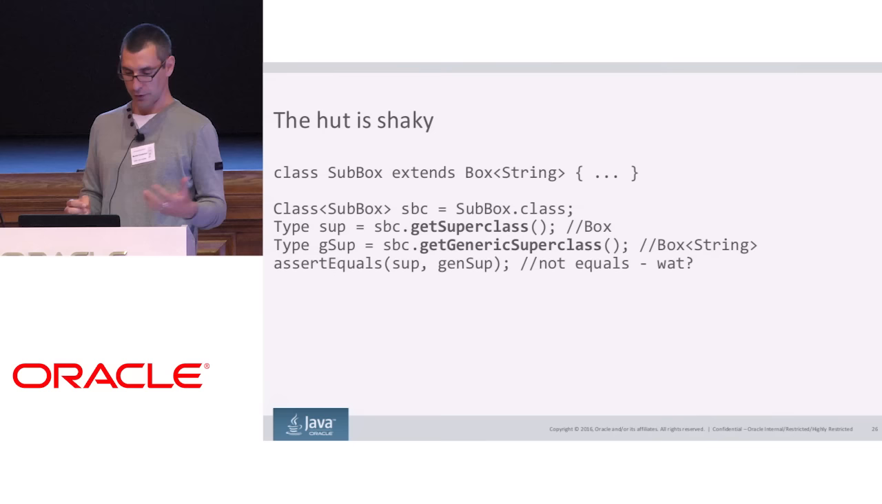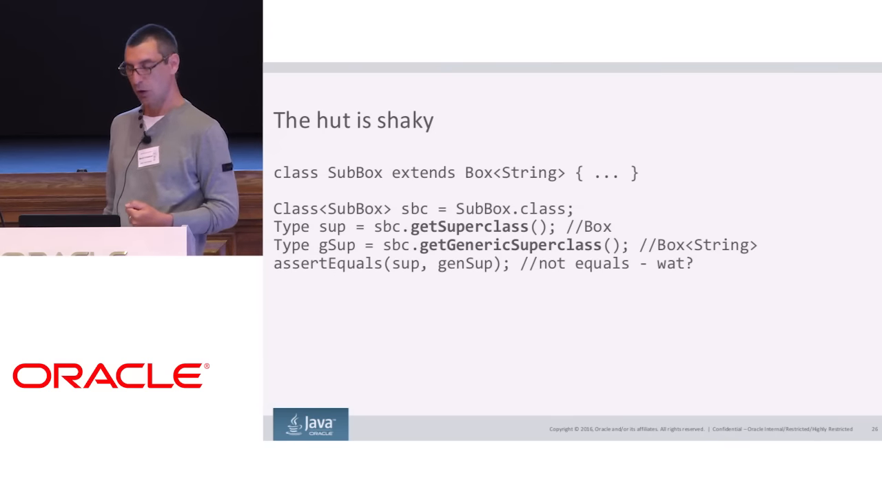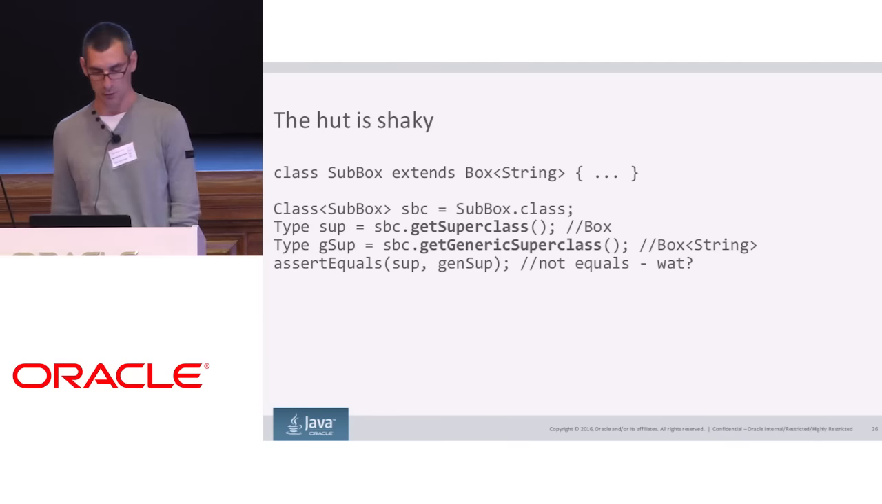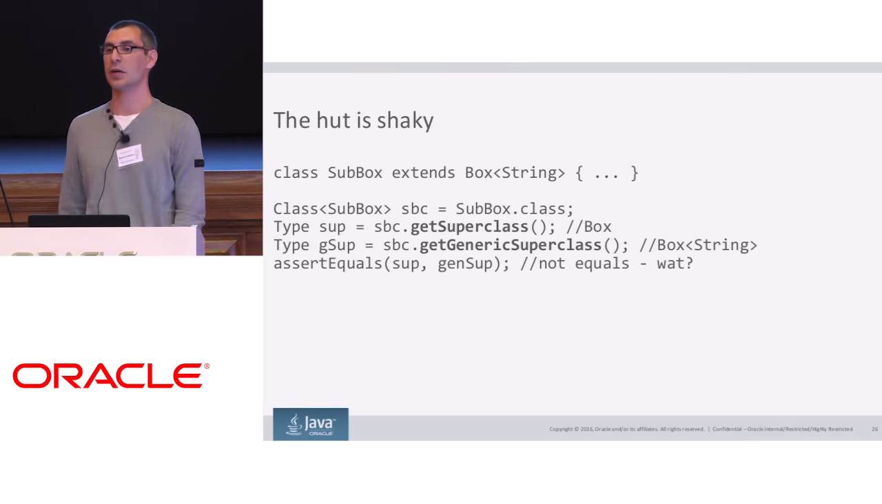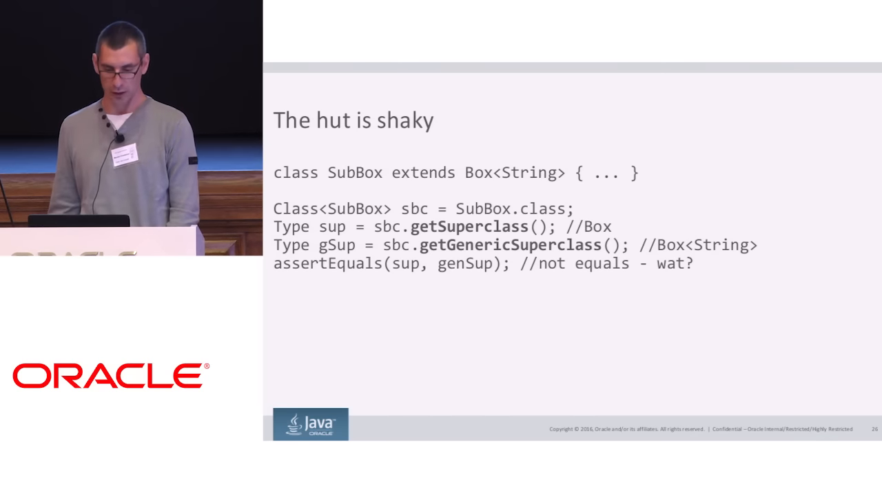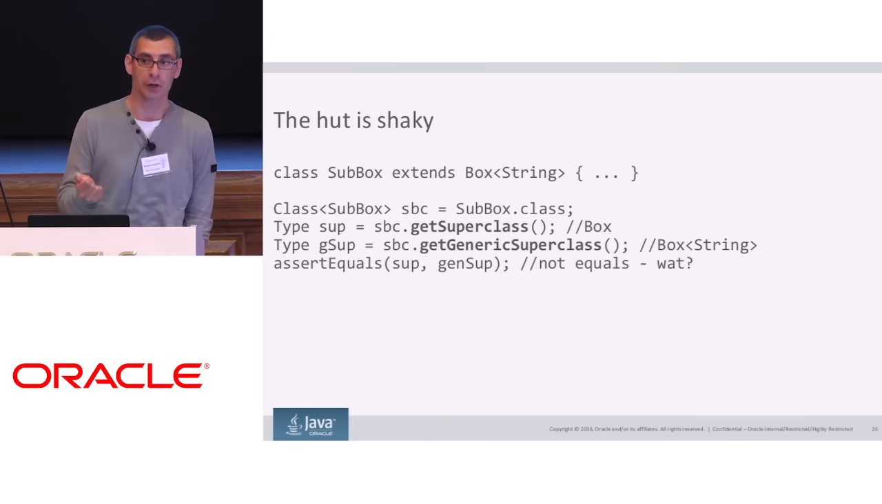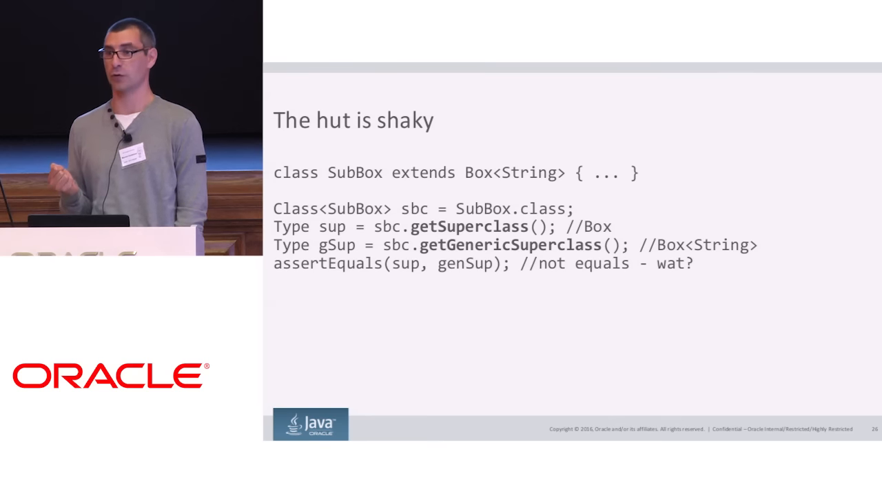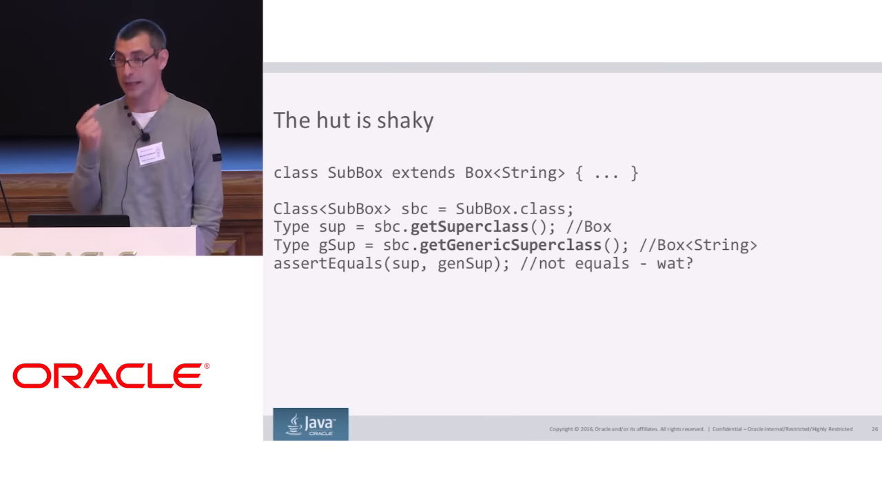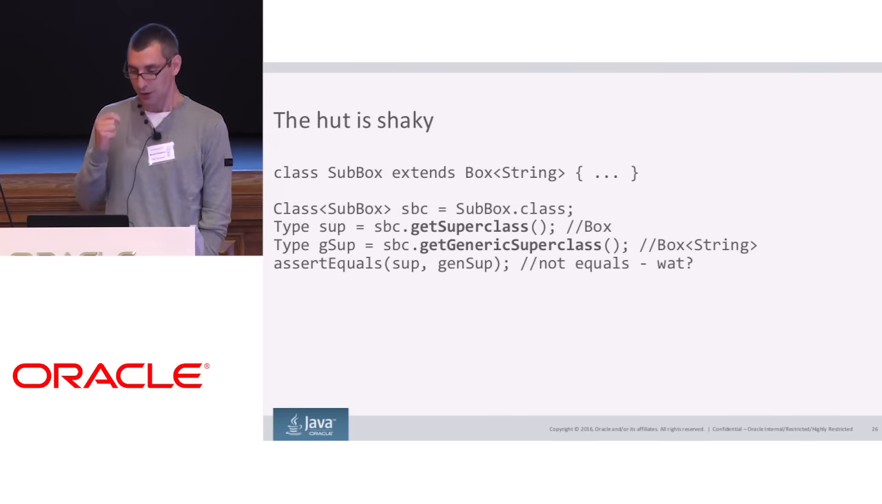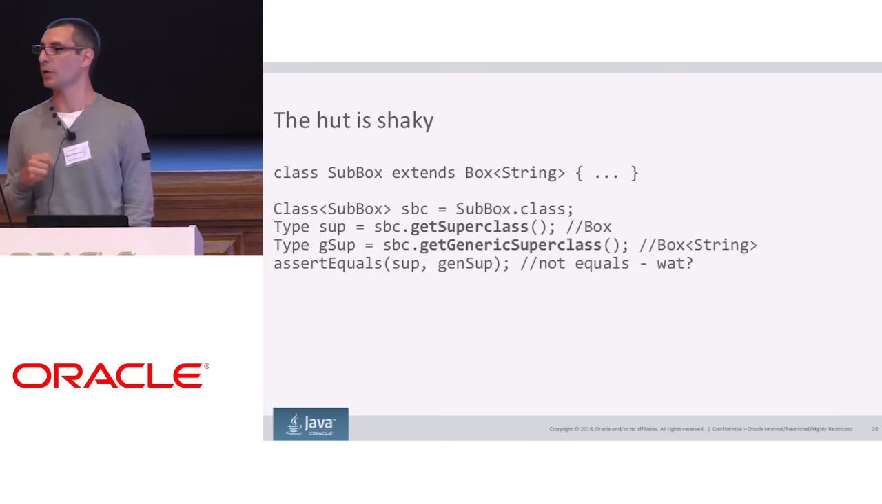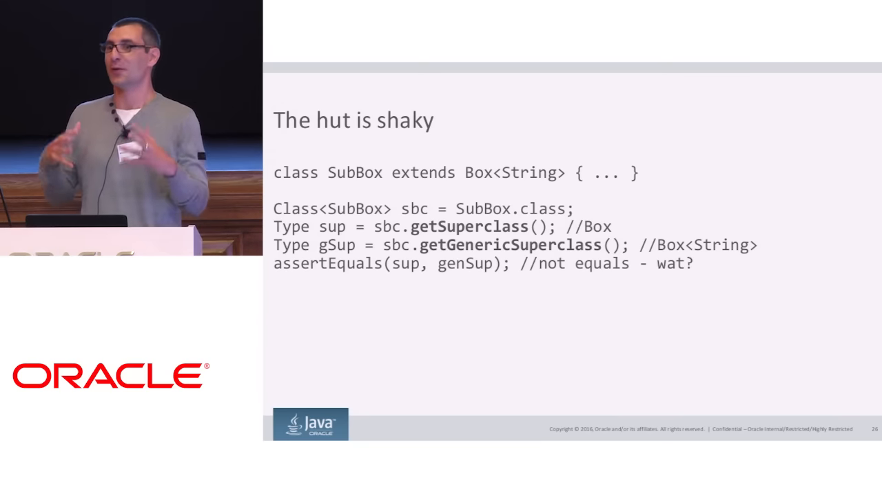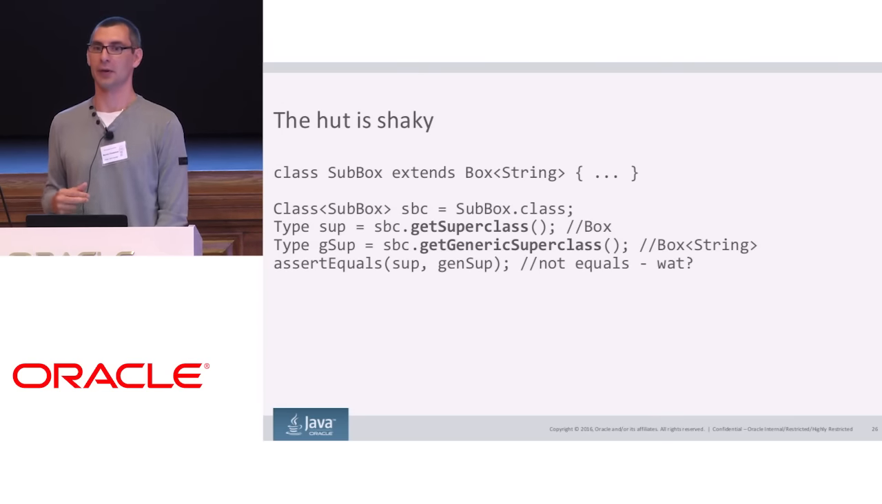As you can see, if I have a class called SubBox, and the class has a superclass which is generic, I can ask for the same information in two slightly different ways. I can ask, what is your superclass? And I get a raw Box. Or I can ask, what is your generic superclass? And I get back a Box of String. Wow. And this is actually the number one most exploited trick to fake reification. I think a lot of EE code uses this in order to fake some sort of type reification at runtime.